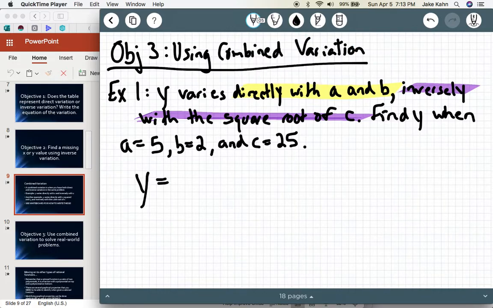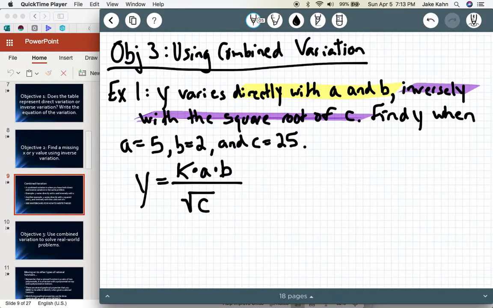Y is equal to, we're always going to start it off with a k. It said it varied directly with a and b, so that's going to be multiplying that a and b to the k. Y equals k times a times b. And it varies inversely with the square root of c. If we have inverse variation, that shows up in the denominator of the fraction. So the square root of c will be down here.